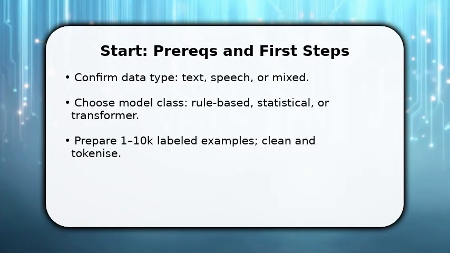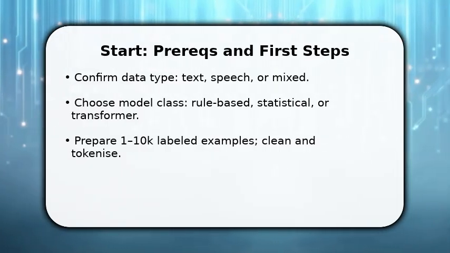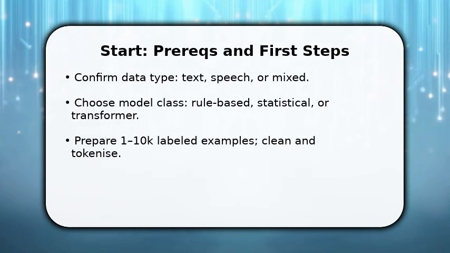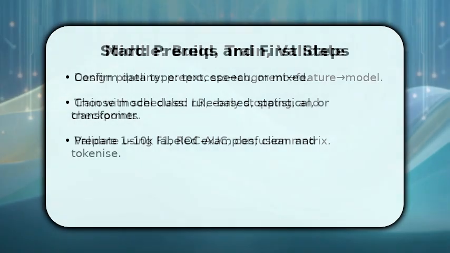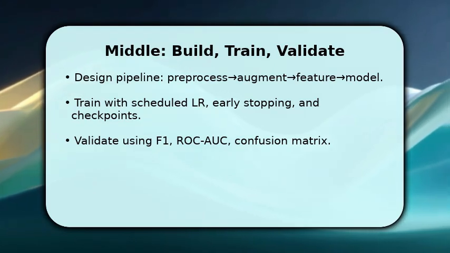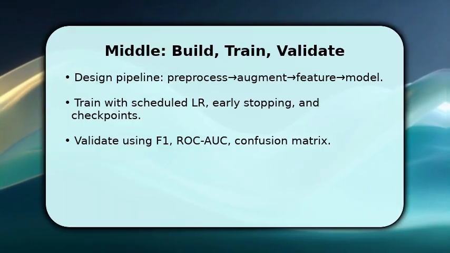Make sure to label or sample 110K examples for initial training or validation. This lets you iterate quickly and detect data gaps before heavy compute. Now you build the pipeline. Chain preprocessing, optional augmentation, feature extraction, and the model so data flows predictably.